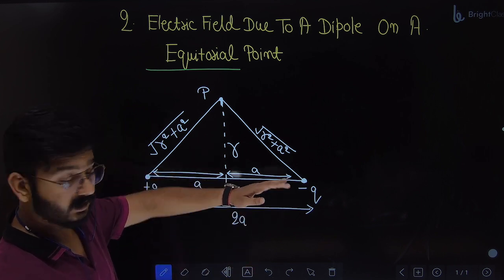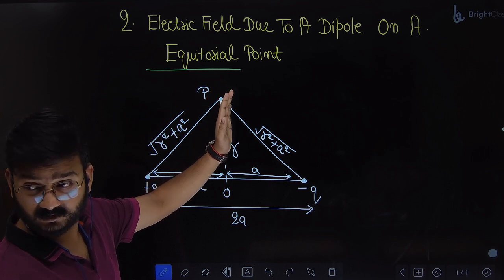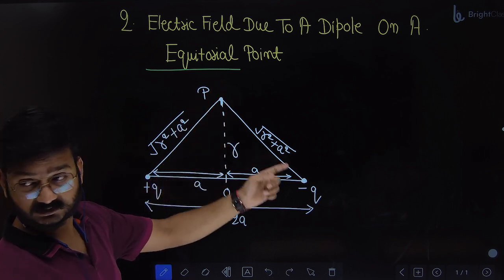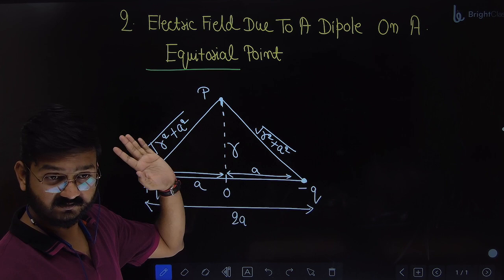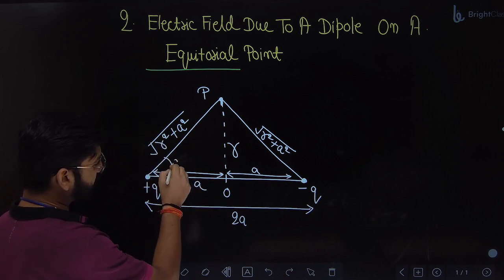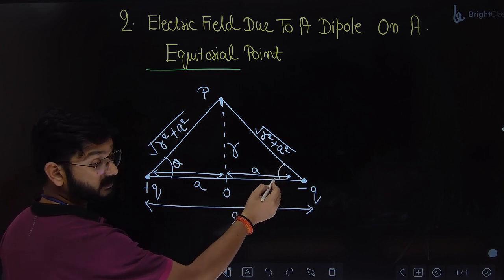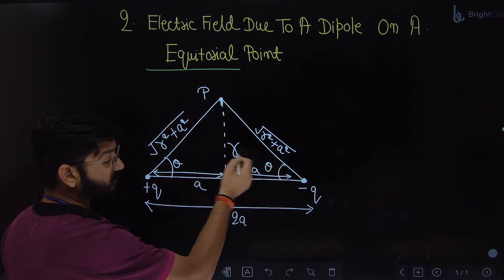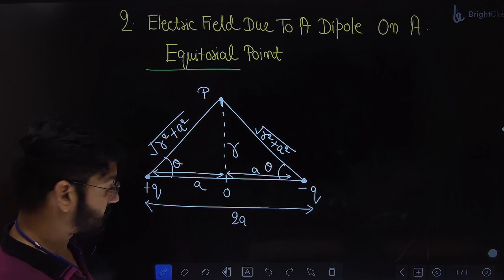First dipole, a point perpendicular to the dipole, then join this. By Pythagoras theorem, we found the distance. If I take this angle as theta, this angle should be also how much? Theta, because all the dimensions are same.